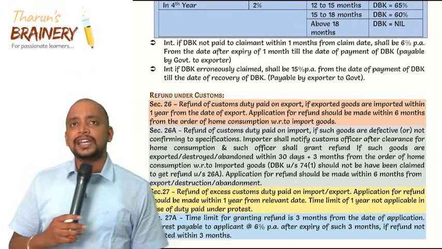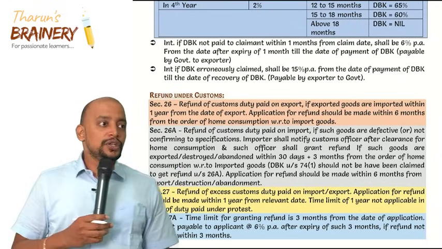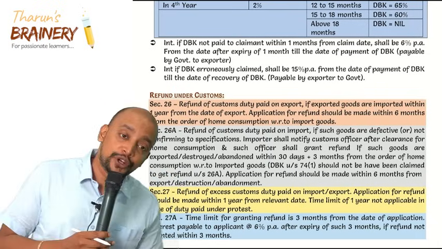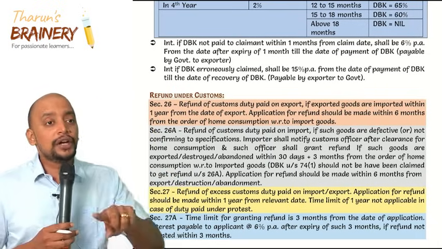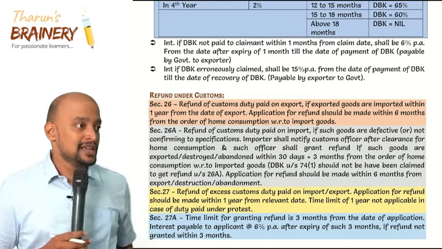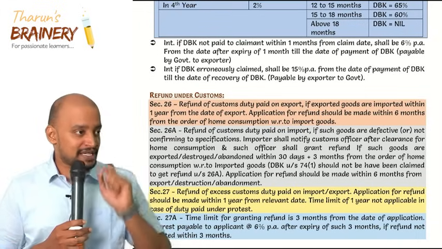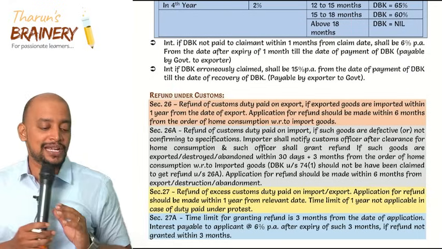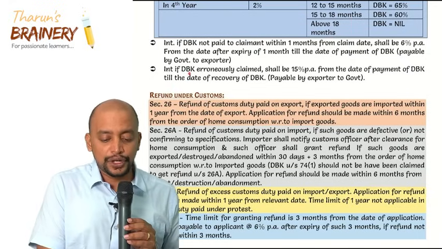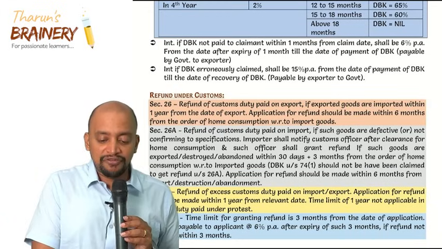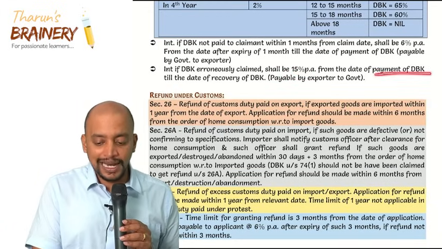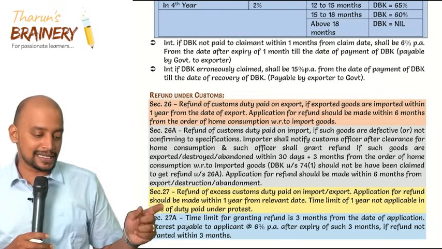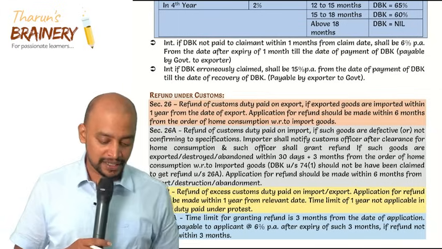Then you got the erroneous duty drawback. Erroneous duty drawback means what? You should not get the duty drawback, but you claimed the duty drawback. Now you have to pay along with interest. So what is the rate of interest? 15% per annum. From when? From the date you got the duty drawback till the date you are making the payment. Interest, if duty drawback erroneously claimed, shall be 15% per annum from the date of payment of duty drawback till the date of recovery of duty drawback, and this is the interest payable by exporter to government.